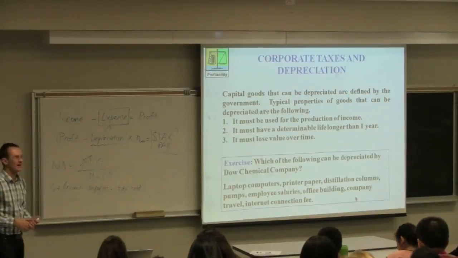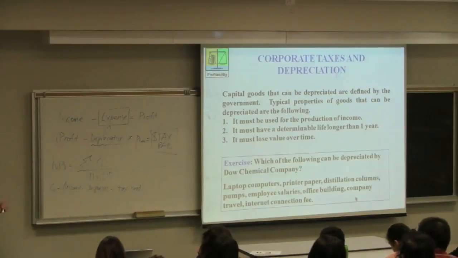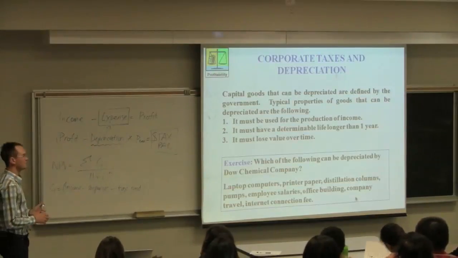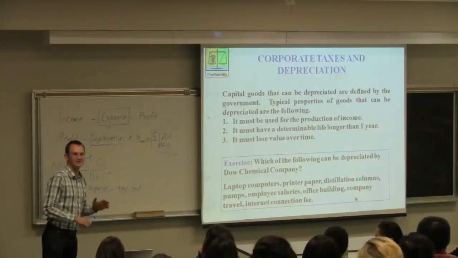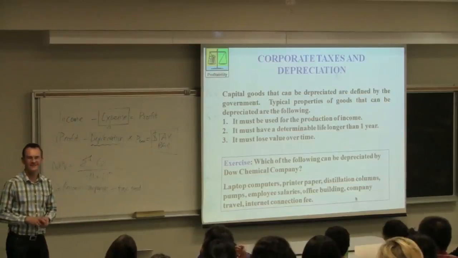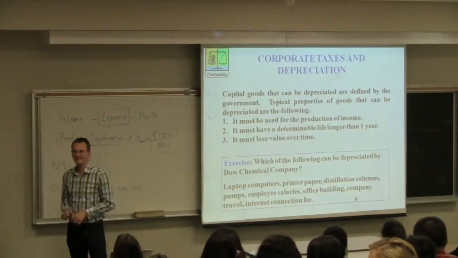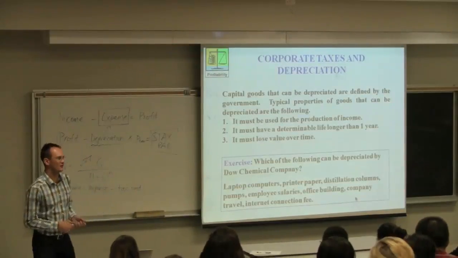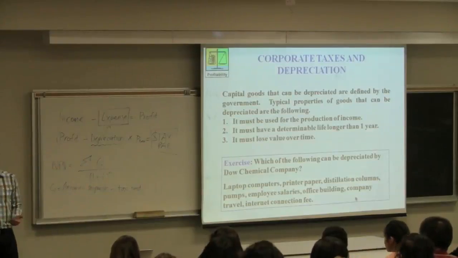Distillation column? Absolutely. Pumps? Okay. They have a life greater than a year, are used to produce income, and they lose value over time. Salaries? No, not a capital item, but it is an expense. Office building? Does it lose value over time? Office buildings definitely lose value over time. Would you like to buy an office tower downtown that's 100 years old, or would you like to buy one that's 10 years old?